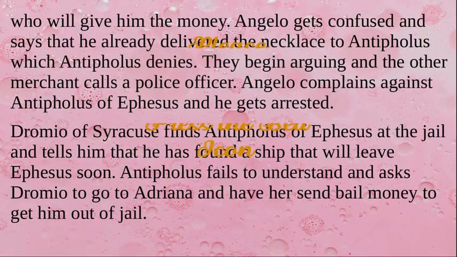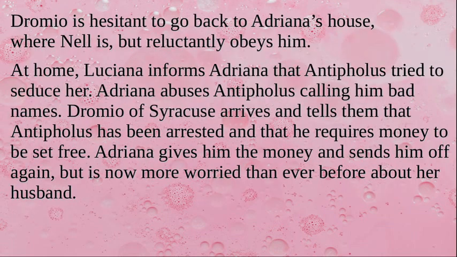Romeo of Syracuse finds Antipholus of Ephesus at the jail and tells him that he has found a ship that will leave Ephesus soon. Antipholus fails to understand and asks Romeo to go to Adriana and have her send bail money to get him out of jail. Romeo is hesitant to go back to Adriana's house where Nell is but reluctantly obeys him.